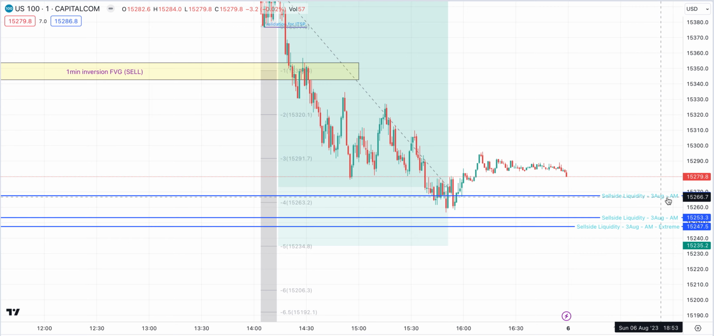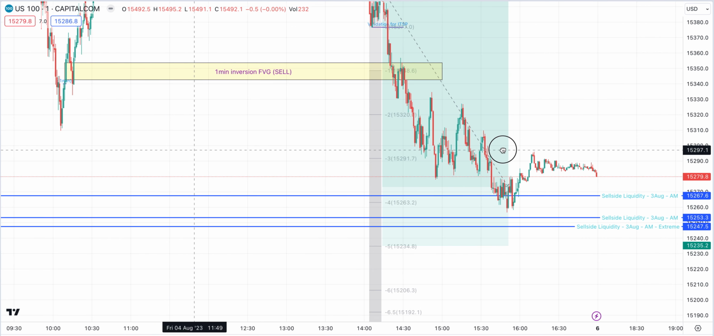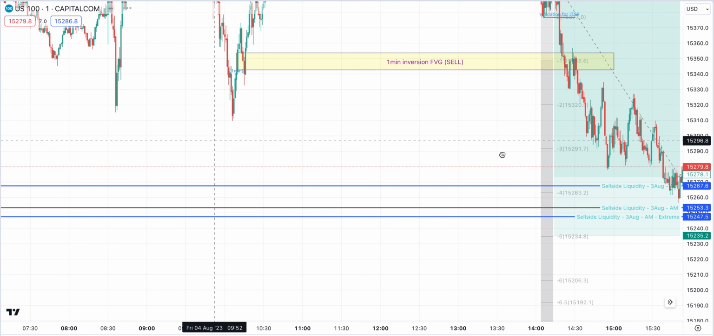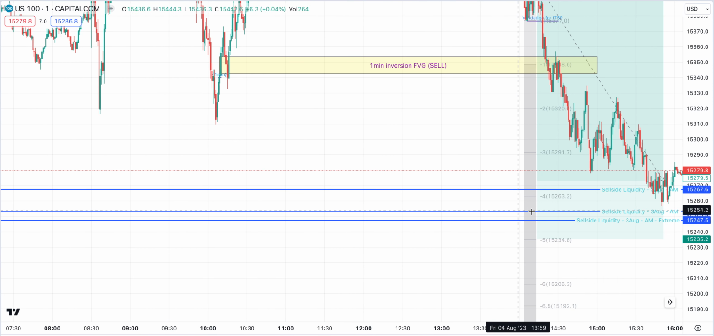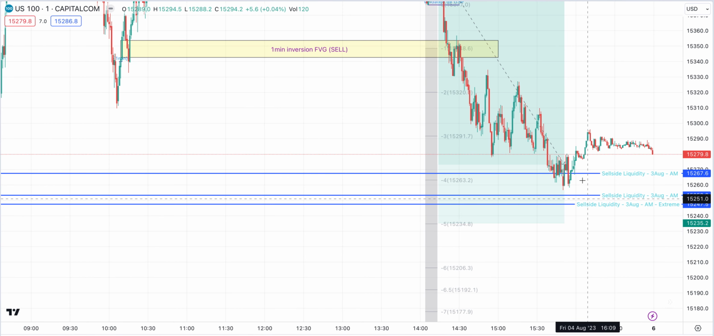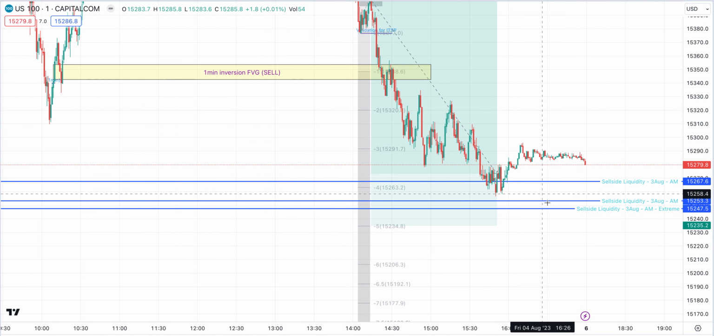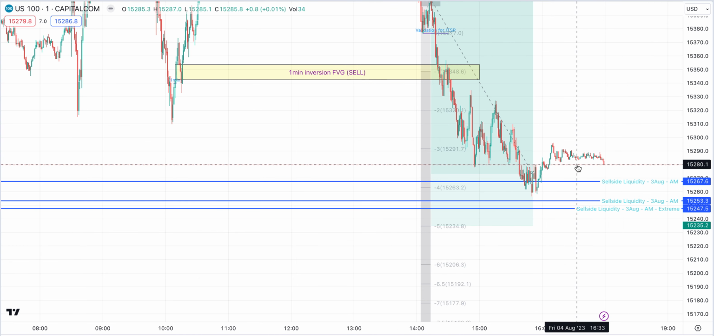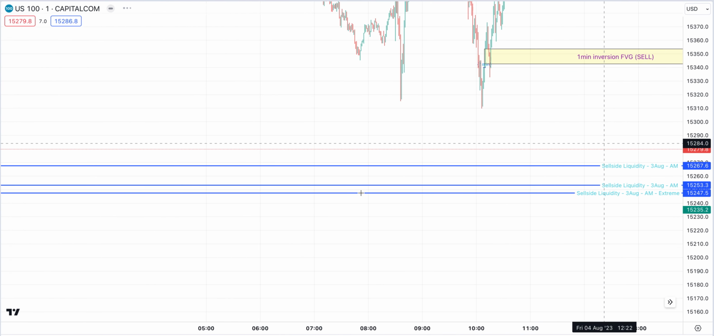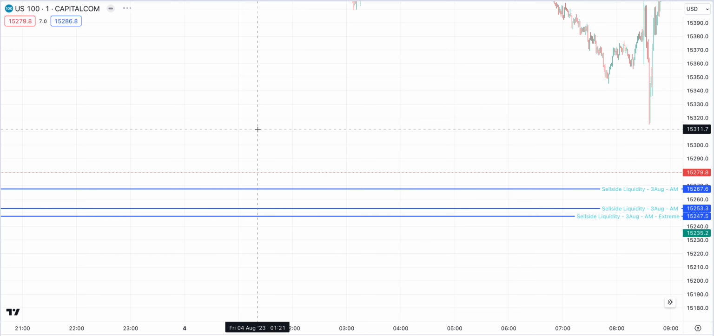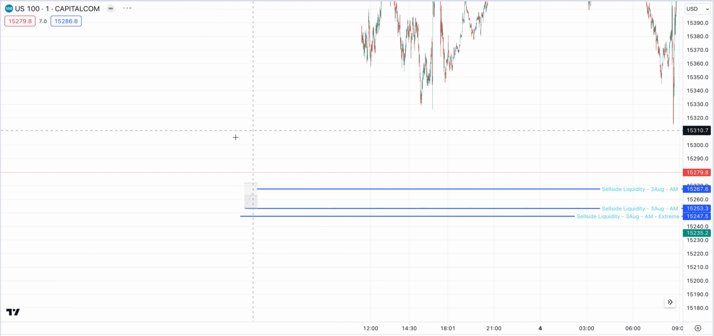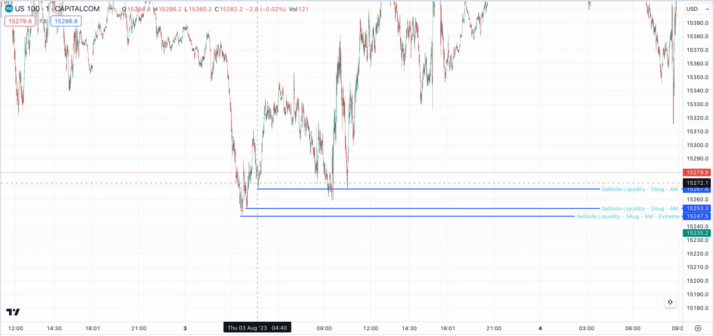Sell side liquidity for the 3rd of August, that's the AM session. So you see all the other standard deviations weren't outside the sell side liquidity. So it would be the 4 standard deviations and 5 standard deviations, which would be my 2 areas of targets, because this is sell side liquidity, and I'll show you guys. Just remove that.